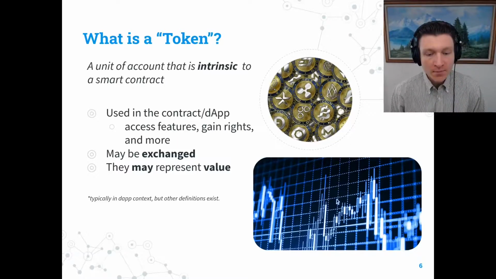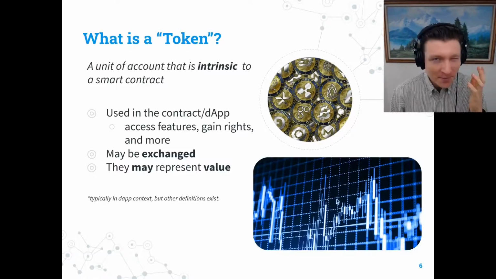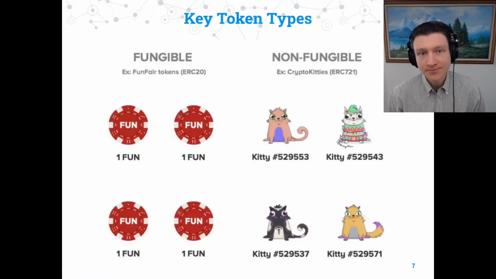But again, depending on who you talk to, these definitions might change. Typically, though, that's what people are talking about. And so there are really two key distinctions when we're talking about tokens, right? I kept alluding to this ERC20 standard where we've got fungible tokens, meaning that any one of a set of that particular token type is effectively the same, right?